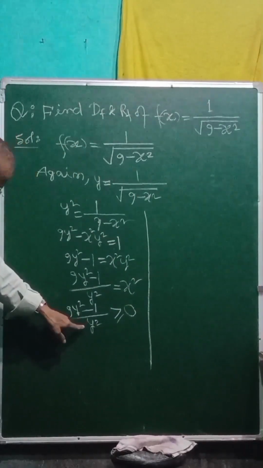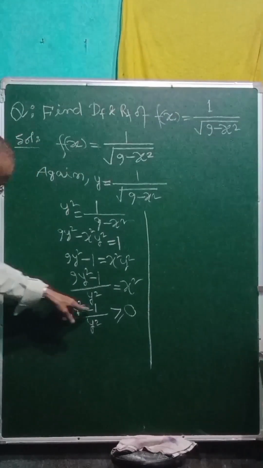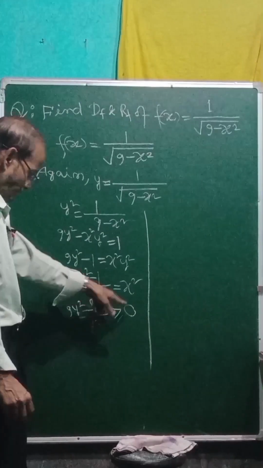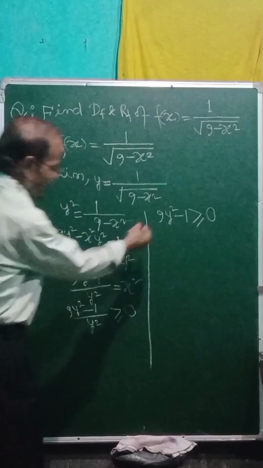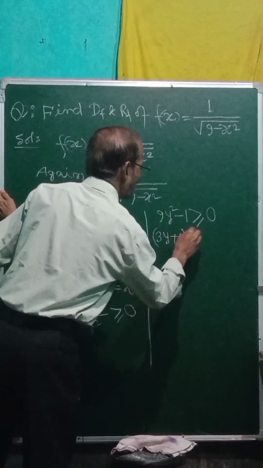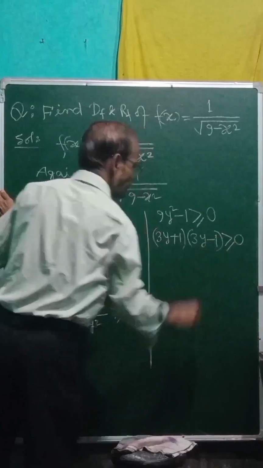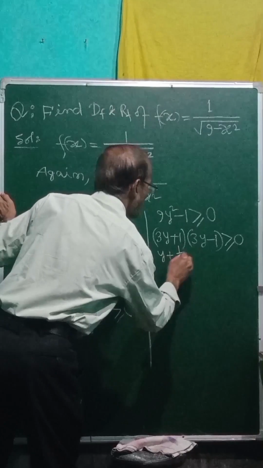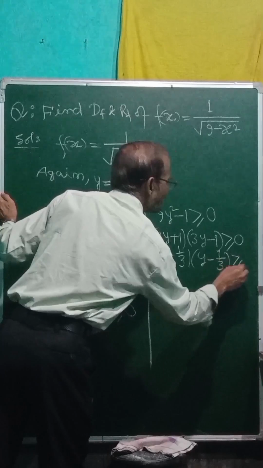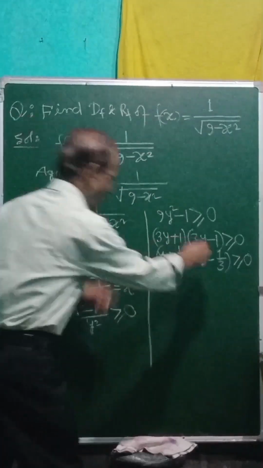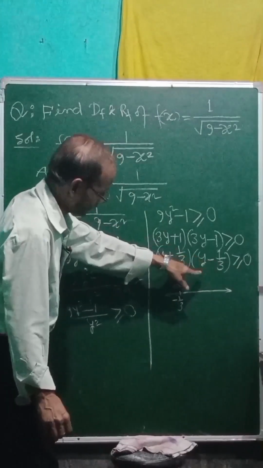See, y square cannot be 0, otherwise the quantity will be undefined. So it implies that 9y square minus 1 should be greater than or equal to 0. Again factorize: (3y plus 1)(3y minus 1) greater than or equal to 0, or (y plus 1/3)(y minus 1/3) greater than or equal to 0. In the same way, find the critical values here, minus 1/3 and here plus 1/3.